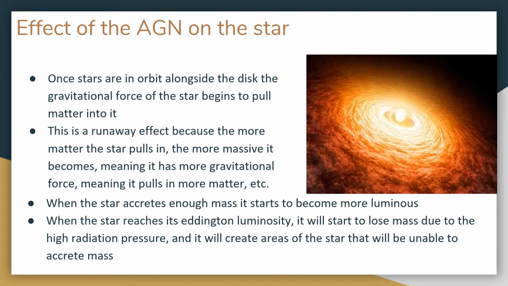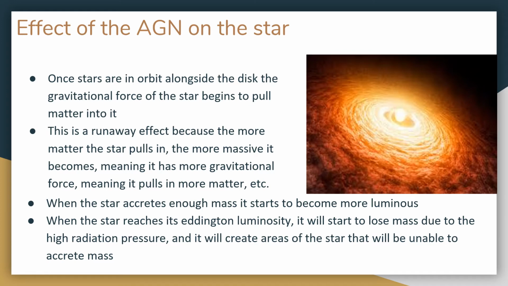Whether stars are formed outside the AGN or inside the AGN, once the star is in the disk, it will start accreting matter from the disk onto itself due to the gravitational force of the star. This can be a runaway effect because the more matter a star pulls in, the more massive it becomes, meaning it has more gravitational force, meaning it pulls in more matter, etc. We know from stellar evolution that the more massive a star is, the more luminous it also becomes. After a certain point, the star becomes so luminous that it reaches the Eddington luminosity, and when it does, the star begins to lose mass because the material on the surface is able to levitate.